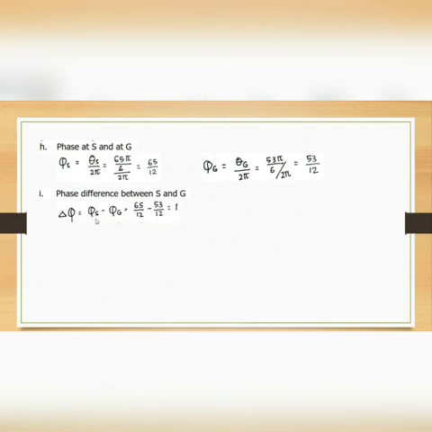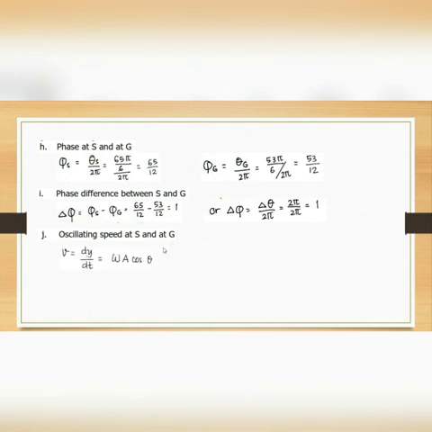Remember that the phase at S will be greater than the phase at G because S has oscillated before G oscillates. Or we can also use this equation. Delta phi is equal to delta theta over 2 pi. So it will be equal to 1. And we want to find now the oscillating speed at S and at G.